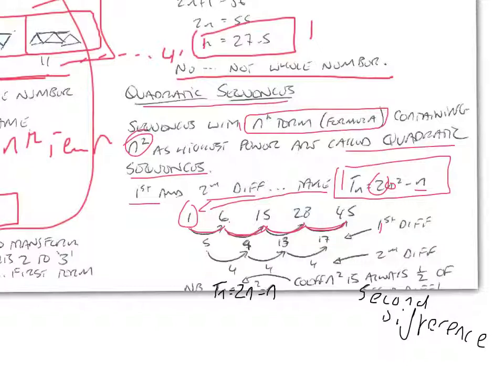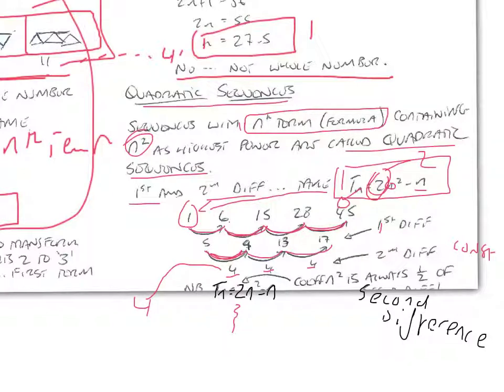But if we then go on to look at the second difference, the difference between these values, the 5 and the 9 is 4, the 9 and 13 is 4, 13 and 17 is 4, we can see that the second difference is constant. And what we also want to make note of is that in the nth term rule for this sequence, the coefficient of the n squared is 2, and the second difference generated by this sequence is 4.